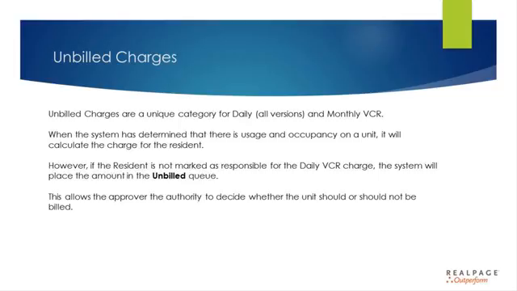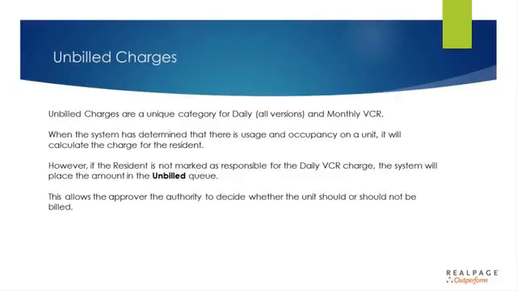No matter what version of VCR you have, approvers must manage their unbilled queue. Unbilled charges occur when Velocity determines that a unit has both occupancy and usage, but the lease is not marked as responsible to be billed for VCR. All items that have a charge but are not marked to be billed will be placed in an unbilled queue for review.